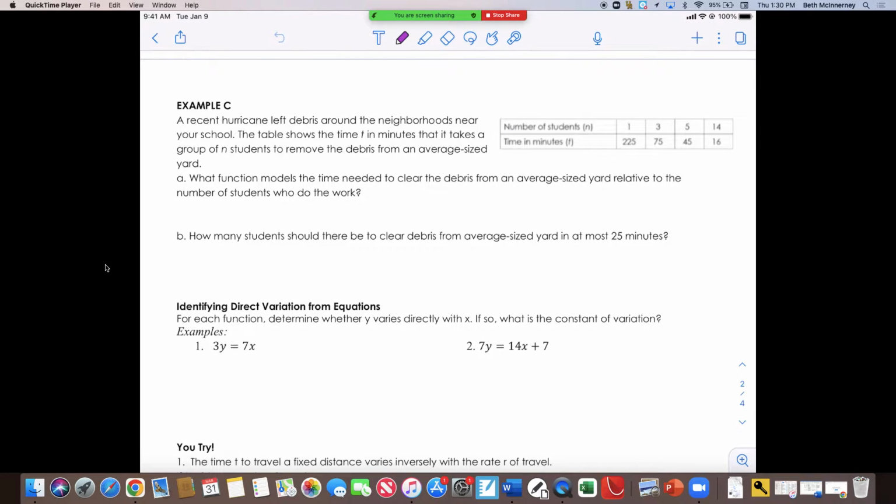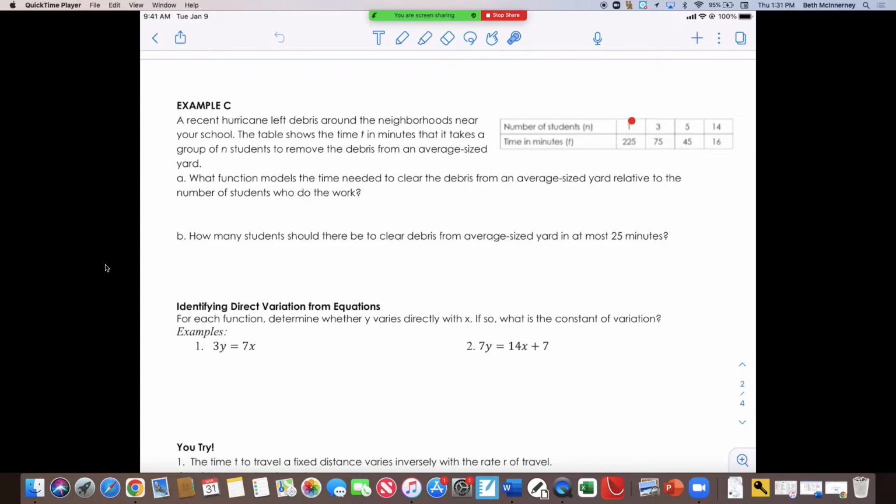So anytime you have a table, I recommend just pausing a moment and looking and thinking about your table. So let's do that together. n is in the top row and it represents the number of students. t is the time in minutes. Let's look at a column together and make sure we're understanding what this means.